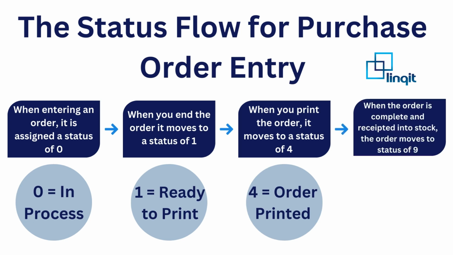Lastly, when the order is completed and receipted in stock and the purchase order purge is run, the order moves to a status of 9. And that means that the order is complete. Now let's start with the rest of the tutorial.